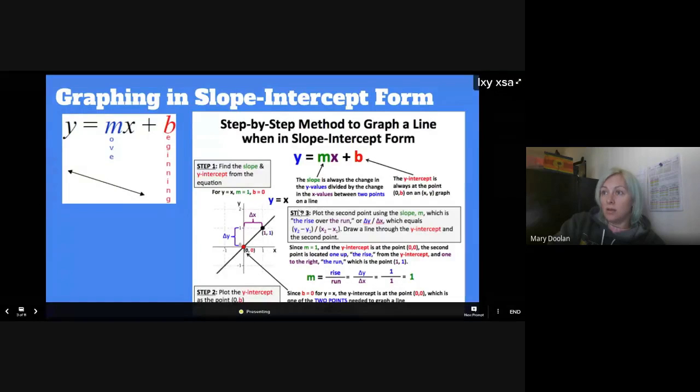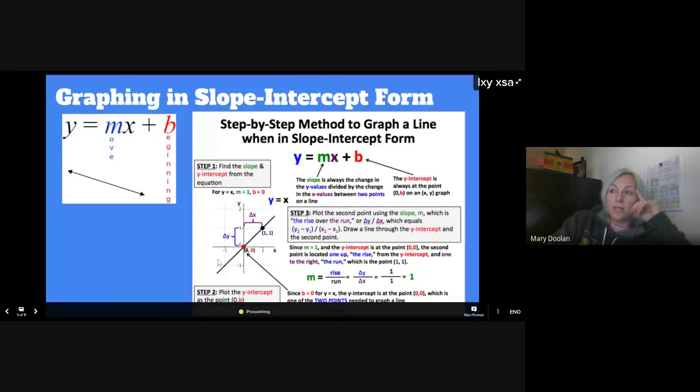Then, step 3, plot the second point using the slope m, which is rise over run. Change in y over change in x. We've been talking about this, which is the same as when you subtract the difference of the y values and divide it by the difference of the x values. So if my slope is 1 for this basic equation, and I want to think of it as a ratio, 1 is the same as 1 over 1. So if I rise 1 unit and I run 1 unit, and I plot a second point, and then draw a line through the y-intercept and the second point. So from here to here, I connect a line, and that is my graph.